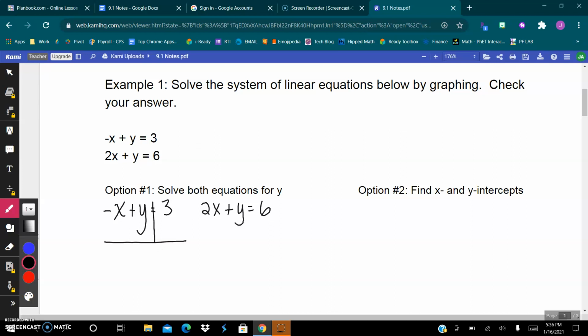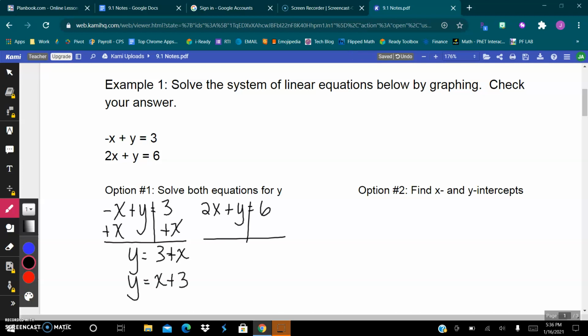This one has a minus x, so we're going to add x to both sides. So we have y equals 3 plus x. And if I want it in true mx plus b form, I'm going to flip that around. That x is positive, and so is that 3. So it would be x plus 3.